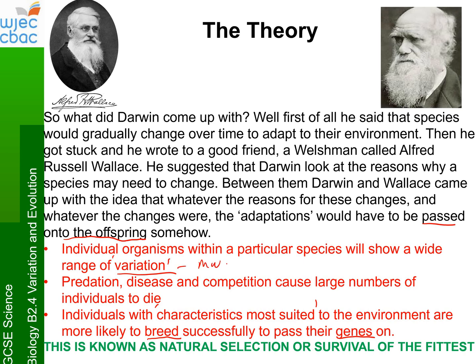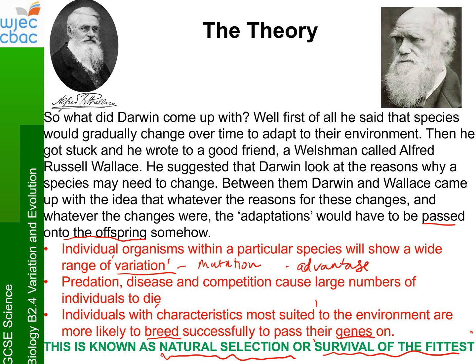So the only thing that's missing out of here that he didn't know at the time was that variation was caused by mutation. He could see changes, but he didn't know they were called mutations. And that if you had a mutation that made you different, that you had an adaptation, that this might be an advantage. So you survive as opposed to die. And that would mean that you would breed and pass your genes on. So this is known as natural selection or survival of the fittest, as we've already talked about.